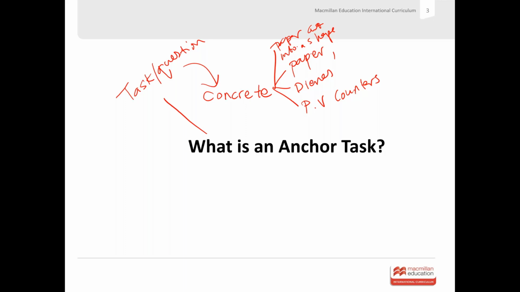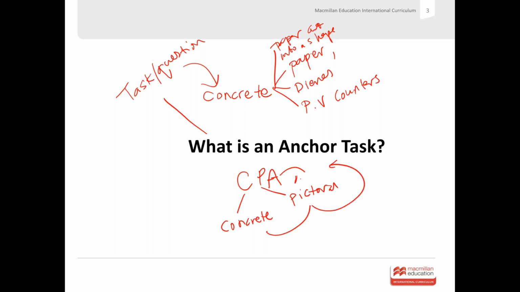So how does this help then? How does an anchor task help our children to benefit from the lesson and try to understand maths better? Firstly, they're allowed to struggle, they're allowed to play with maths, and then that allows them to have a sound understanding of what's happening as an abstract idea. So this anchor task follows a CPA approach. The concrete is shown alongside the pictorial. Both of these lead to the abstract. And so that allows our children to understand maths better.